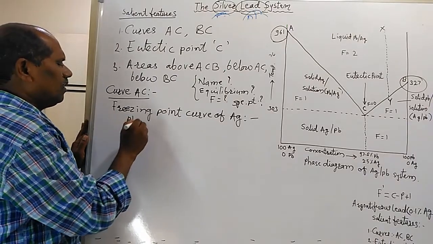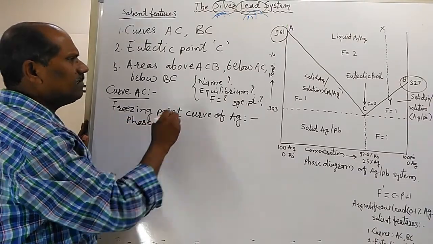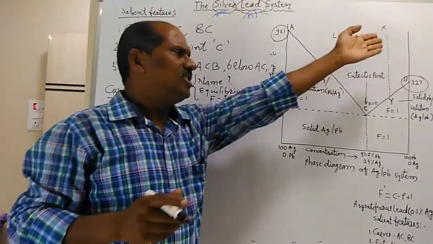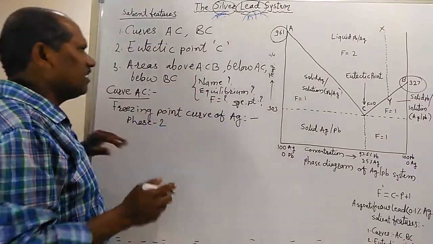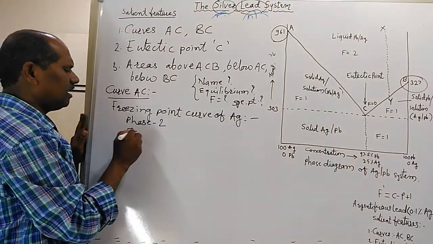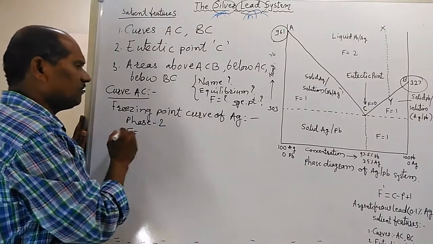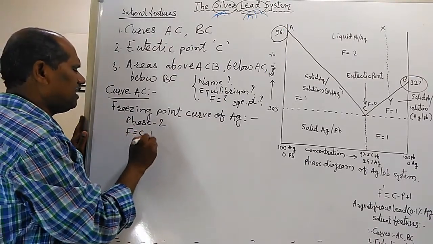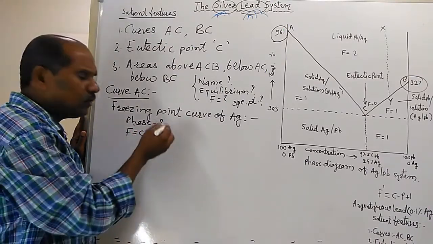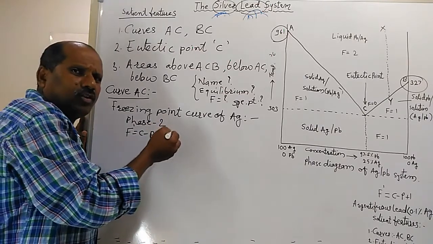Phases are two, which are in equilibrium, that is the liquid of AgPb and solid Ag. Then the degree of freedom in this case, F dash is equal to C minus P plus 1. We are not using the plus 2. Why is it so? Because it is a condensed system.